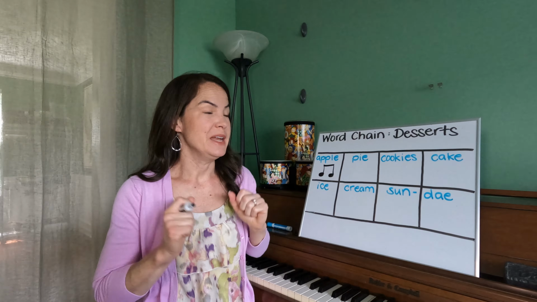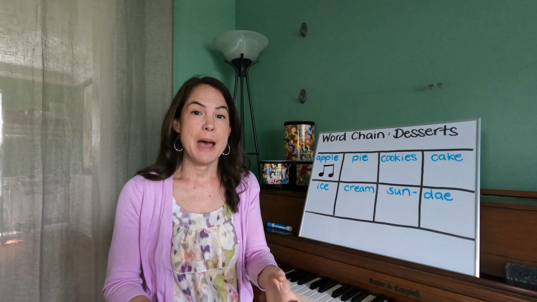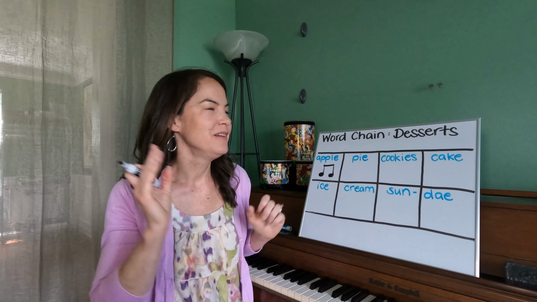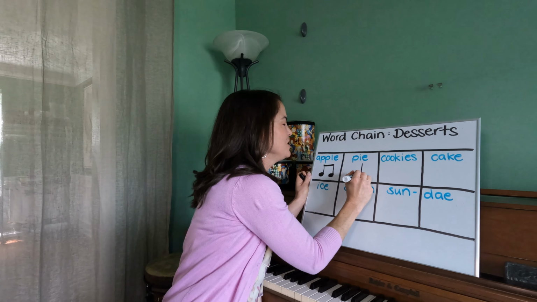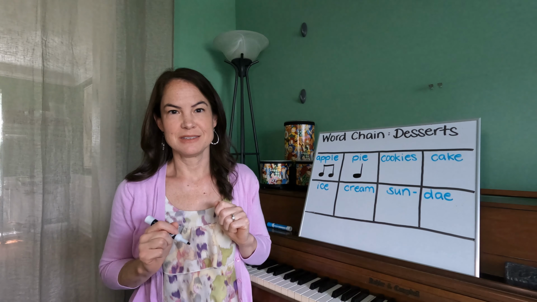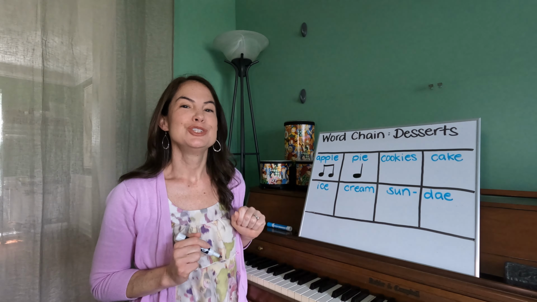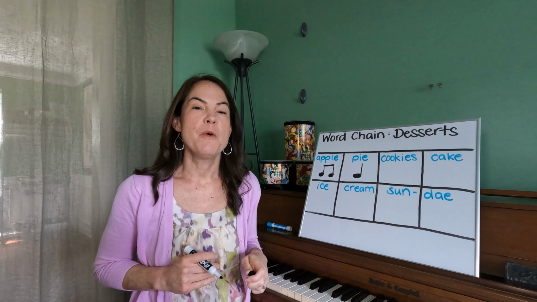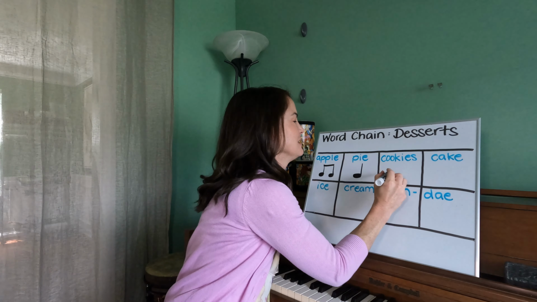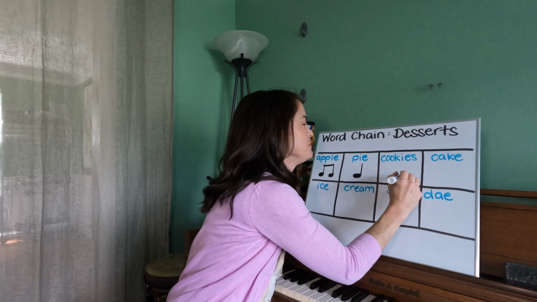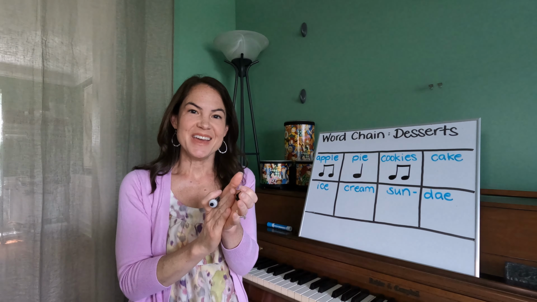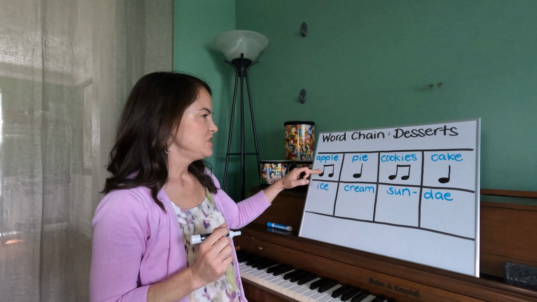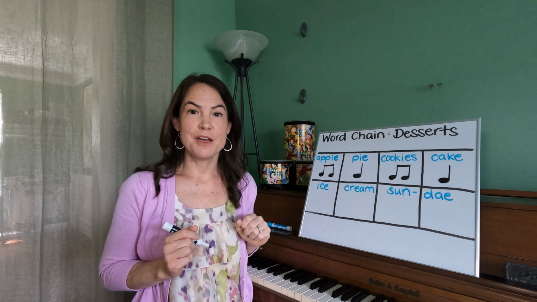Apple. Good. Now this time I'm going to clap pie. How many rhythm sounds did you hear? 1. That's right. So we draw 1 rhythm sound like this. Okay, apple, 2 rhythm sounds. Pie, 1 rhythm sound. Let's keep going. Cookies, 2 rhythm sounds. Cake, 1 rhythm sound. And we have just completed our entire first line of rhythm.